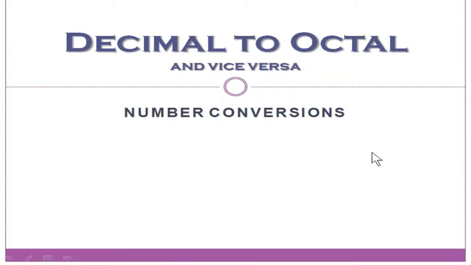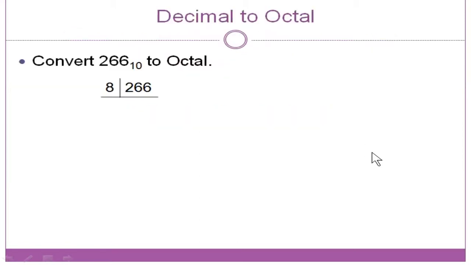Hello everyone. In this video, we are going to see number conversion from decimal to octal and vice versa, that means octal to decimal also. We already saw how to convert decimal to binary and binary to decimal. The same technique will be used in decimal to octal also. You just have to do some modification; otherwise, everything is the same. So convert 266 base 10 to octal.